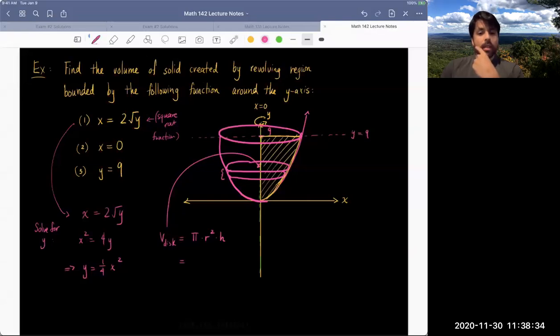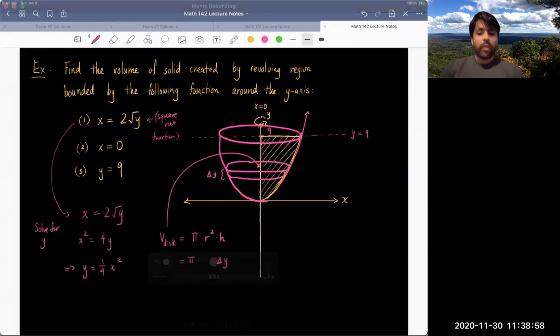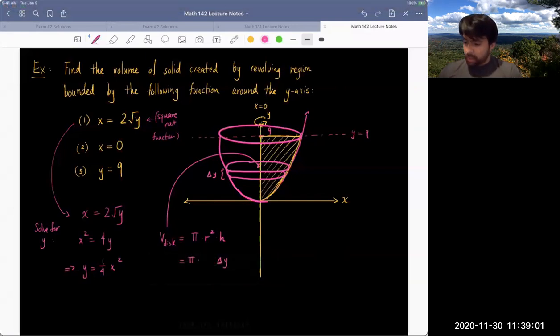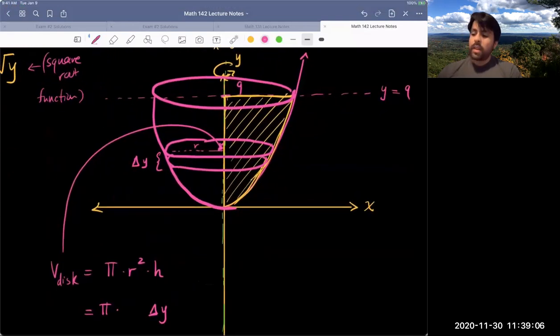Yes, that's right, Ileana. It's the change in y. This is a change in y, guys. And then what's going to be the radius? This is the hardest part. If you get this, then everything is smooth sailing from here. The radius is going to be this little strip here. This is my radius. But now, instead of it being a function of x, it's going to be a function of y.